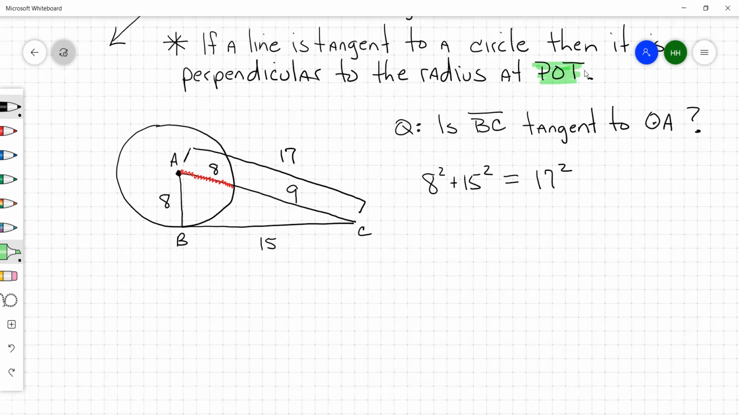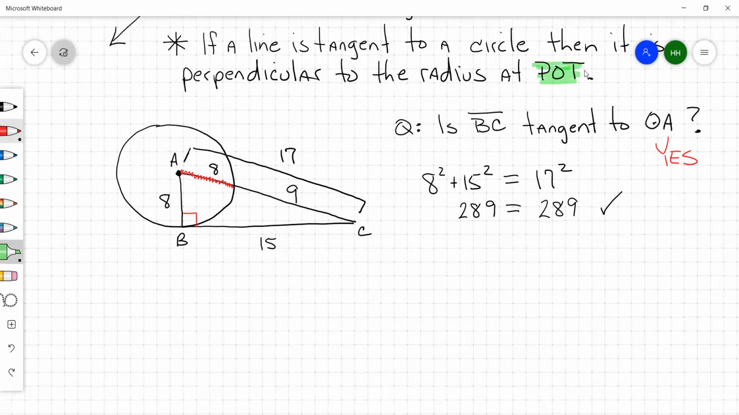So we get a 289 here on the left, and 17 squared is 289. And they equal each other, don't they? So this is a yes, all right? This is a 90-degree angle. And is BC tangent to circle A? Yes. Everybody see that?